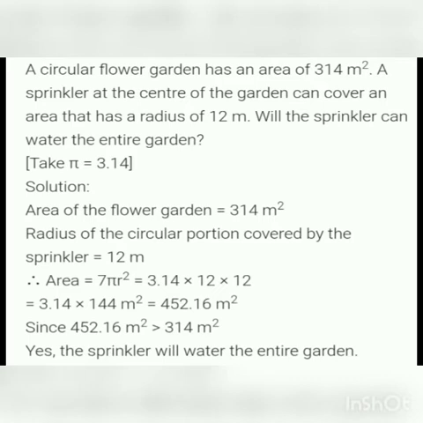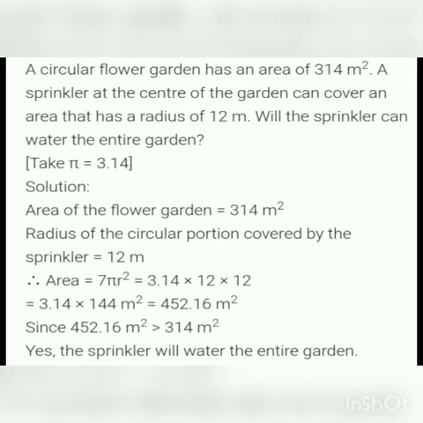The area of the whole garden is given as 314, and only one more factor is given. This sprinkler waters and makes a circle. That means where does this water form? It forms a circle, and the radius of that space is given as 12 meter. That means the sprinkler waters to an extent of 12 meter. So the question is whether this whole garden will be watered by this sprinkler. So what you have to find is the area covered by the sprinkler.